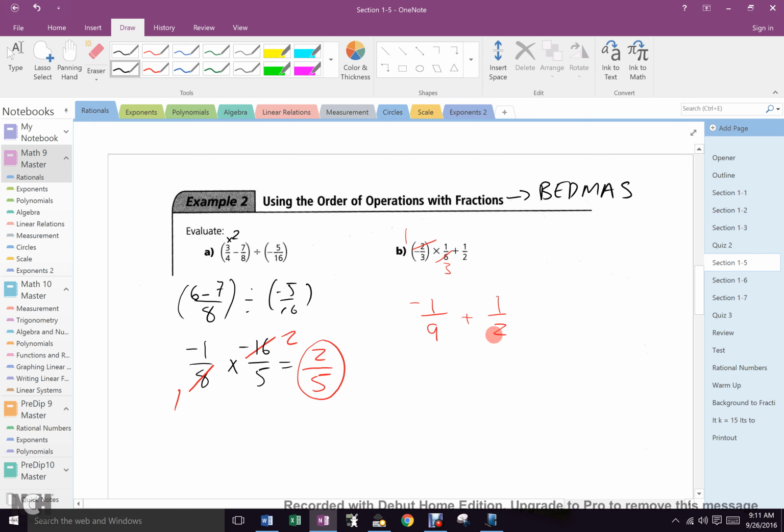Can I put 9s and 2s together? No. I need a common denominator. What is it? 18. 2 goes up there. 9 goes up there. Negative 2 plus 9. What's the answer?